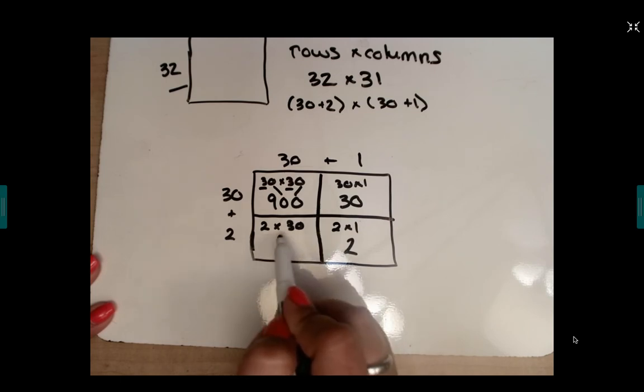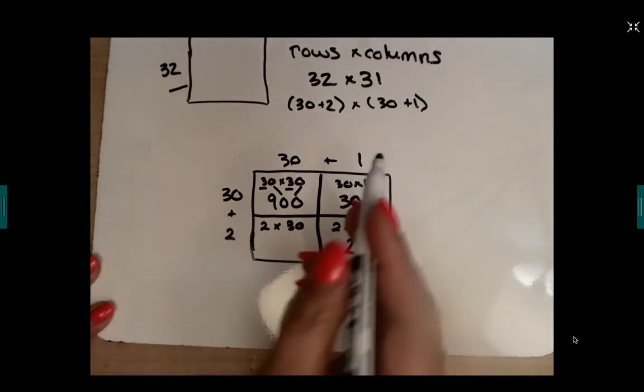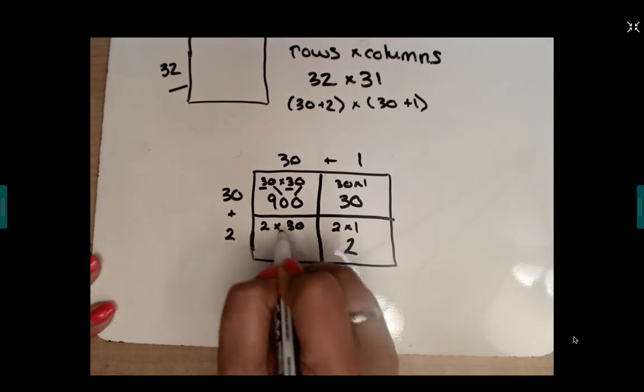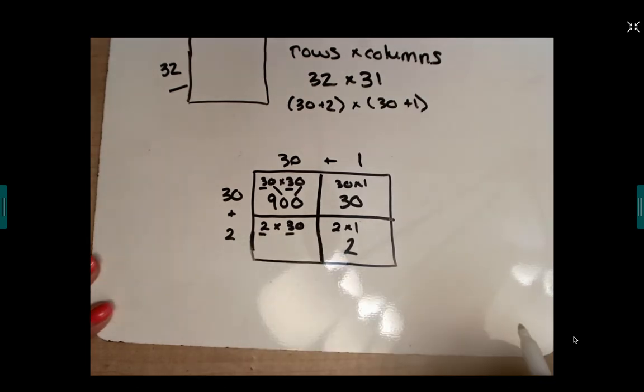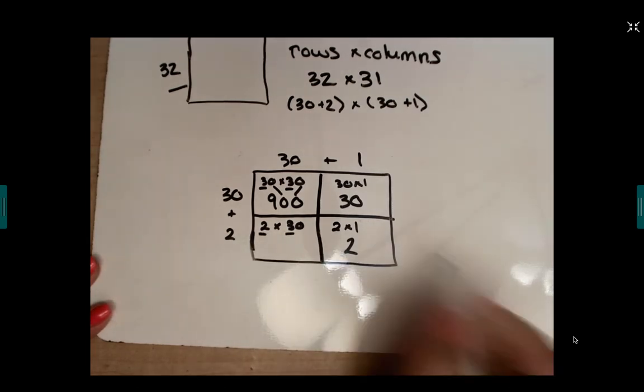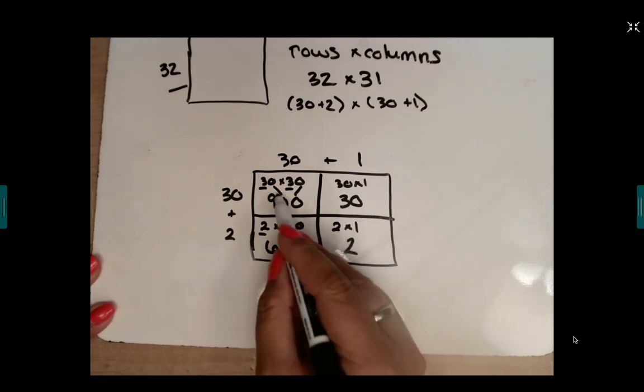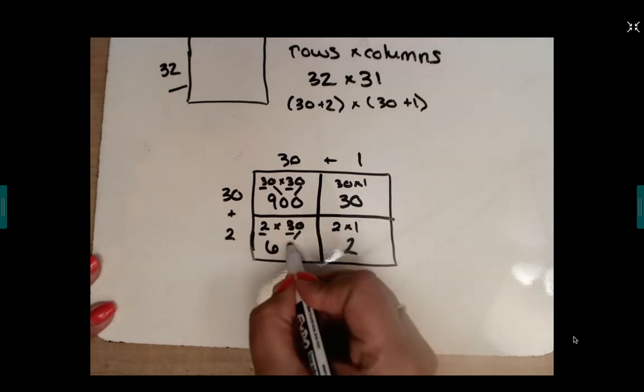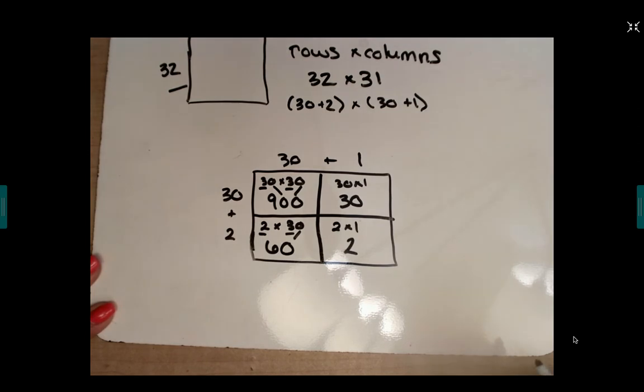And then down here, 2 times 30, I can do the same tactic. I can forget about the 0 for a minute, and I can do 2 times 3. And I know that 2 times 3 is 6. Well, I don't have 2 zeros. I only have 1. So 2 times 30 is 60.